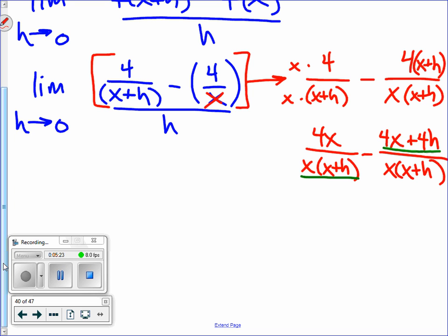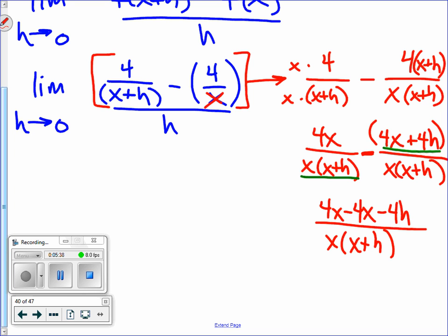Now when I combine these, I'm taking 4x minus, there's two terms up here that I'm subtracting. So I have to remember to subtract both of those terms, and that's all over this denominator. And the 4x's that are up here are going to cancel. So I'm left with negative 4h over x times x plus h. And this fraction is going to go back in here.